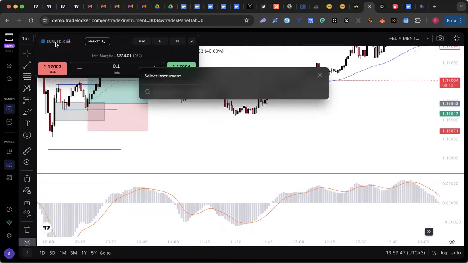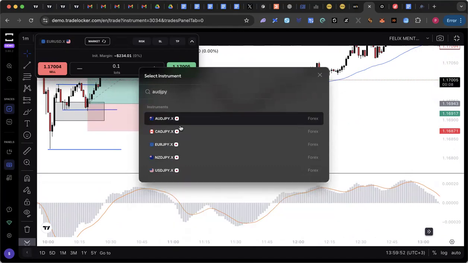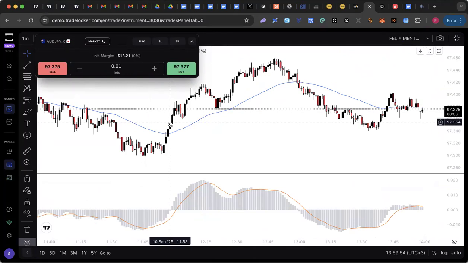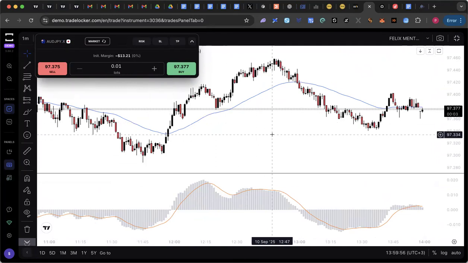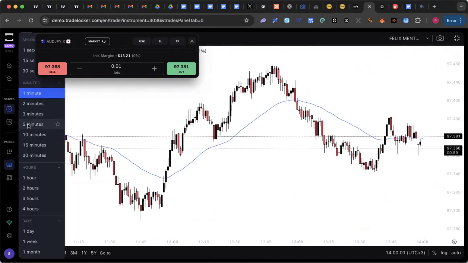I want to check an instrument, AUDJPY. I think I saw it selling or something. Okay, they printed the same thing or similar thing rather. So let's look at 4 hours.